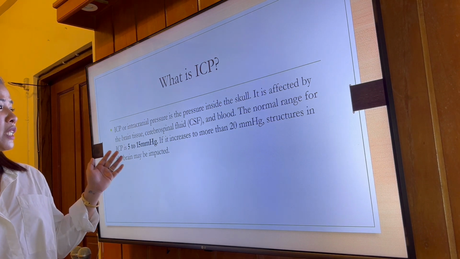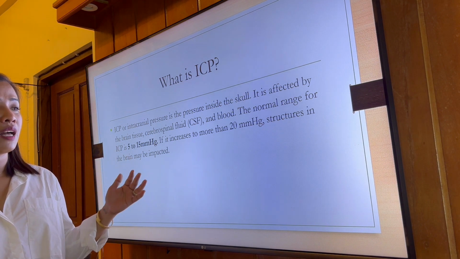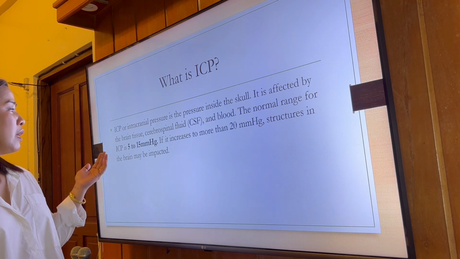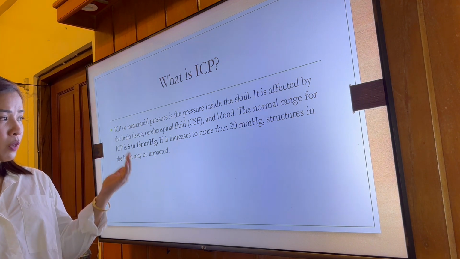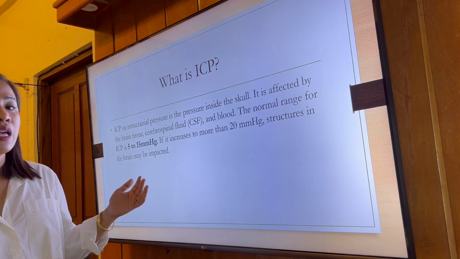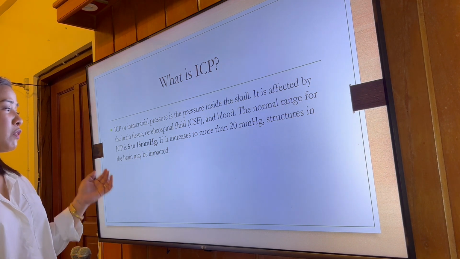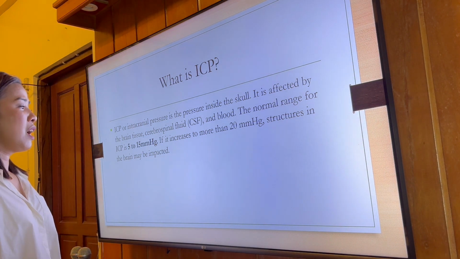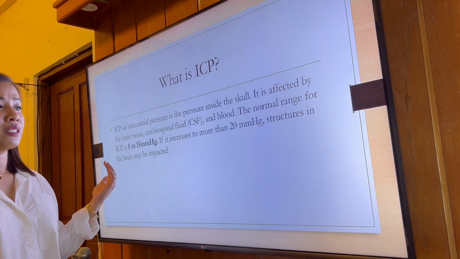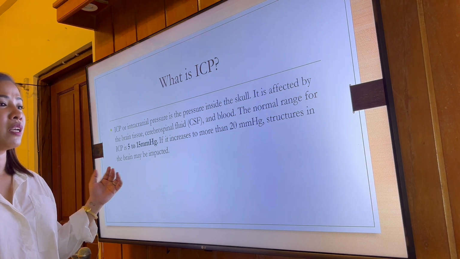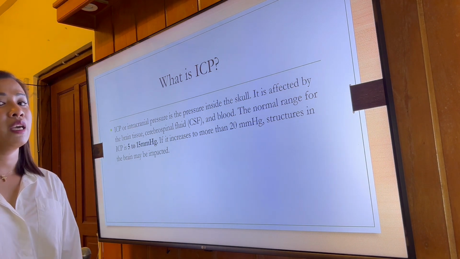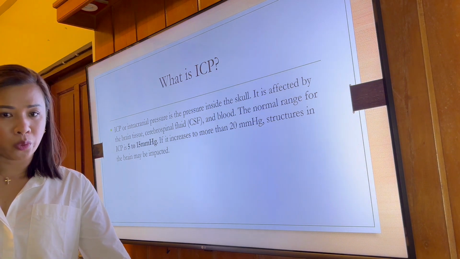So what actually is ICP? ICP, or intracranial pressure, is the pressure inside the skull. It is affected by the brain tissue, cerebrospinal fluid, and blood. The normal range for ICP is 5 to 15 millimeters of mercury. If it increases to more than 20 millimeters of mercury, structures in the brain may be impacted and cause stroke.